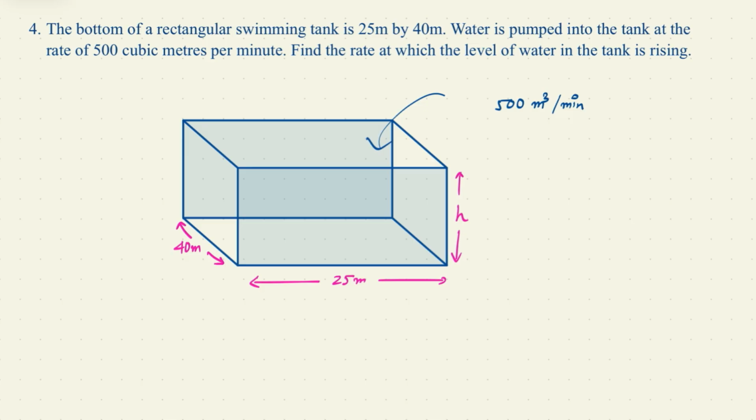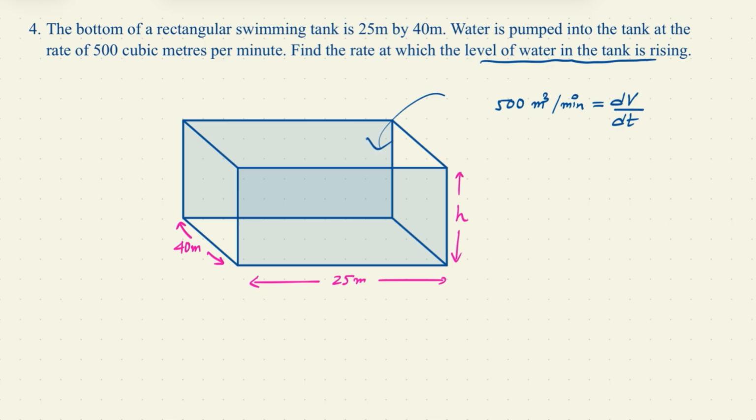And looking at the unit, we can say that it is 500 meter cube. See, meter cube is the unit of volume. That means the volume of water is increasing at 500 meter cube in 1 minute. That means the question has given this value as the change of volume with respect to time. And we are asked to find at which rate the level of the water in the tank is rising.